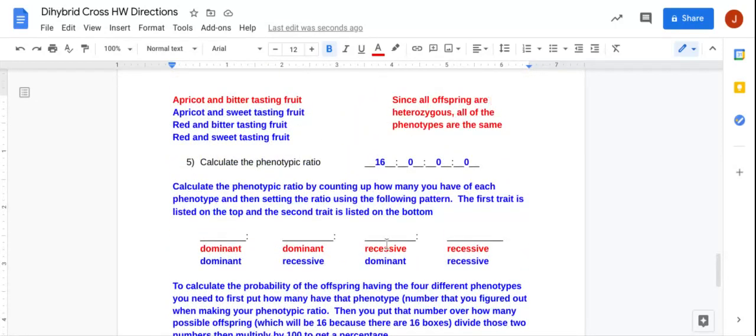Now, calculate the phenotypic ratio. Well, how do you do that? If you were in class, and if you weren't in class, make sure you watch the video. I take you through the steps of how to do that. Calculating a phenotypic ratio is you see how many of your offspring will have each phenotype. Since our cross is all the same, my phenotypic ratio is easy for this one. It's a 16 to 0 to 0 to 0.